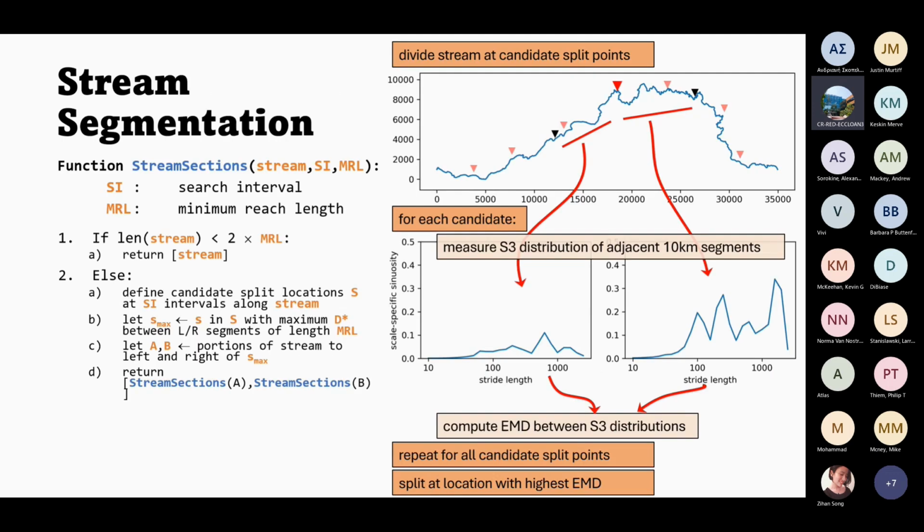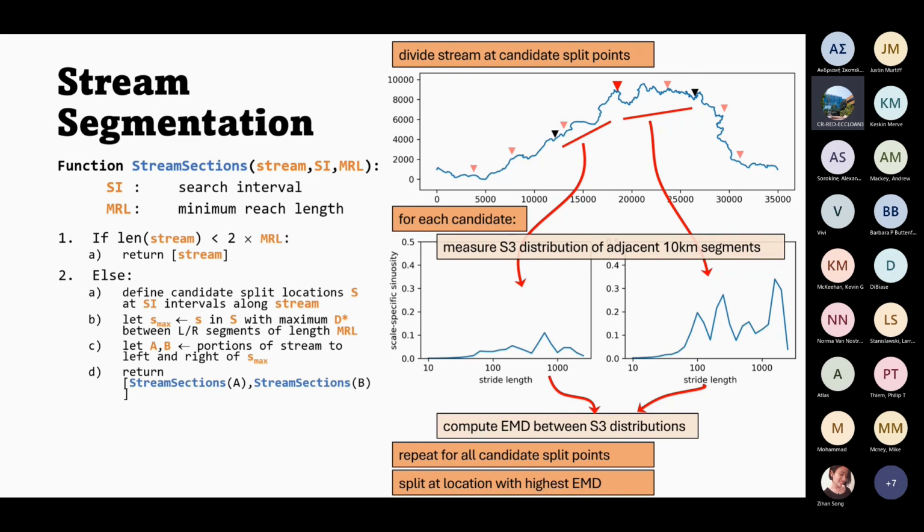So the segmentation process is we're going to place a bunch of candidate split points along one of these longer streams. Those are marked with upside down red triangles. At each split point, I'm going down on the right-hand side of the slide. At each candidate split point, we're going to look at stream sections to the left and the right at 10 kilometers in length. We're going to compute the scale-specific sinuosity distributions of each section, and then we're going to ask how different they are. In other words, does the morphometry break at this location?